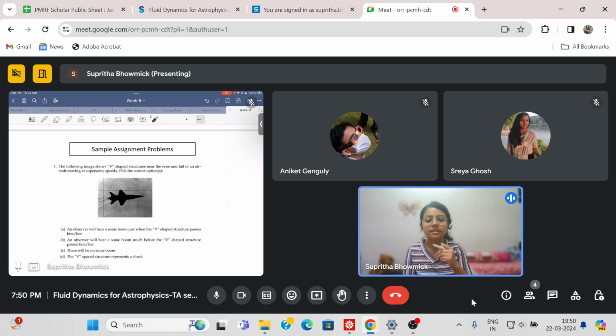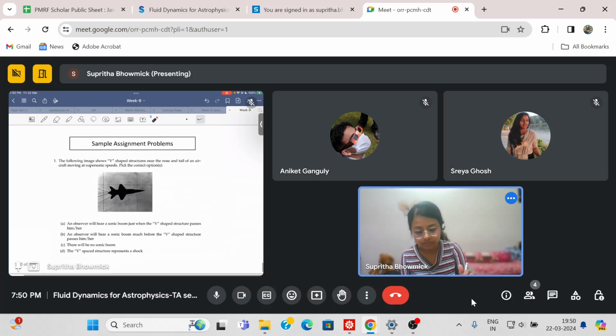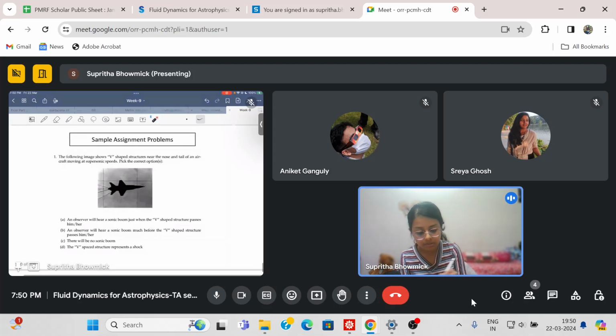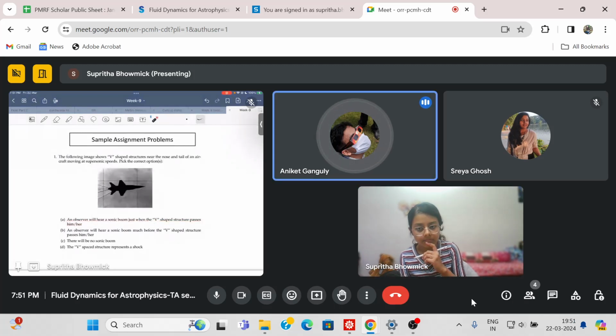Okay, so let's start with the sample assignment problems. Look at this image. You can see these V-shaped structures. This is a supersonic aircraft, right? We have to pick the correct options. An observer will hear a sonic boom just when the V-shaped structure passes him or her. I think it will be false because there's something of causality here.